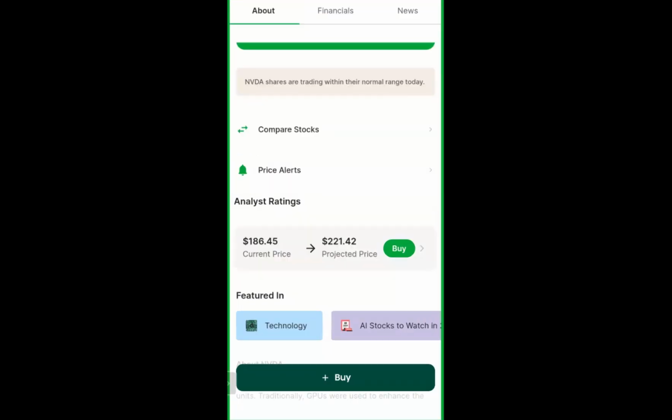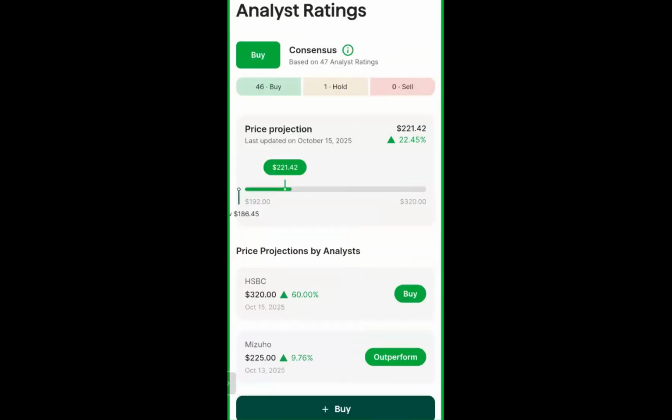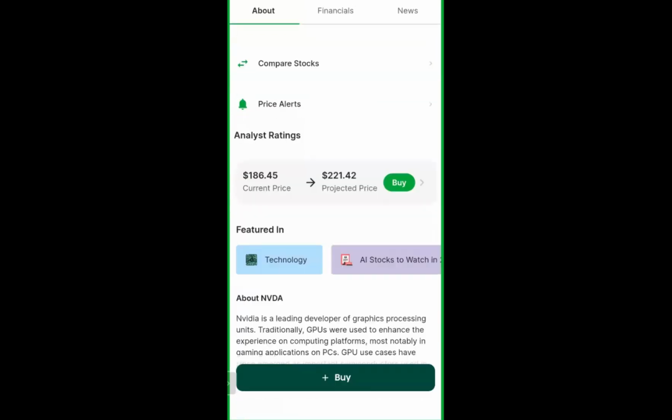The next thing is price alerts. For those that have the strength to go into analytics, we're going to the analytics next class. I'm not going to jump it. One other advantage that most of these apps have is that they tell you the projected price. They say, okay, currently it's at $886.45, but it has the potential of getting to $221.42. So you can buy now and have the potential advantage of expressing this increase in the projected price.